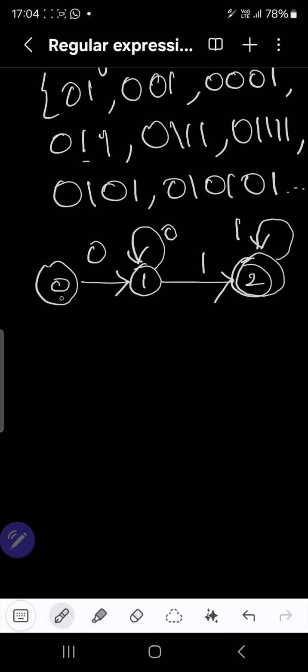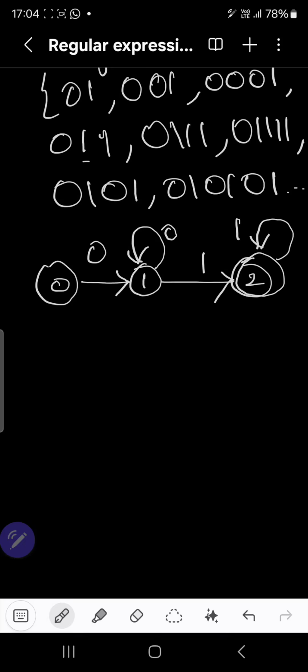Okay, now let's go to the fifth string, 0111. The first 0 goes from state 0 to state 1. Then on input 1 it goes from state 1 to state 2. Then for the next one it goes from state 2 again to state 2. For the third one it goes from state 2 to state 2. So it is acceptable. So in this case also, in which the first character is a 0 followed by any number of 1s, all those strings will be accepted by this DFA.